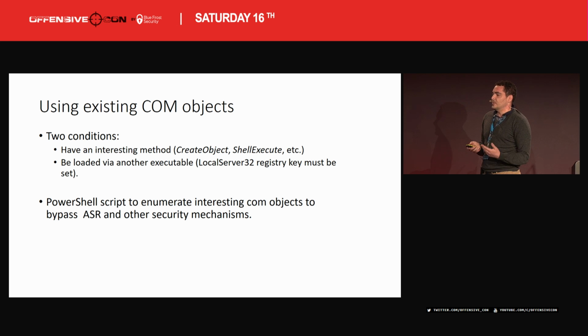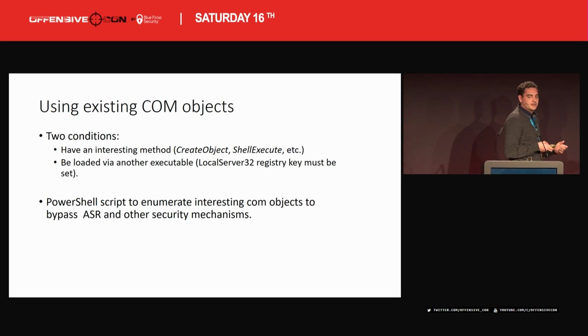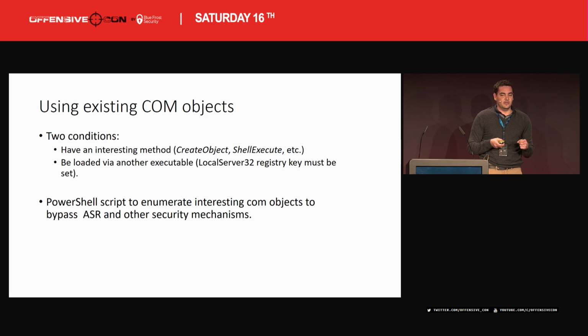Another example, you can use COM objects. So you need 2 conditions for that. You need to have a COM object with an interesting method like create object or shell execute. And you need this object to be loaded via another executable. So you need the local server 32 registry key.